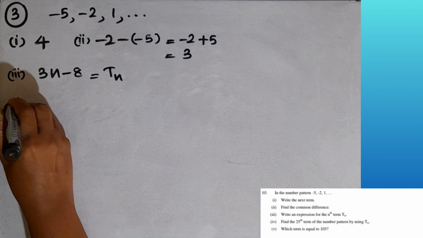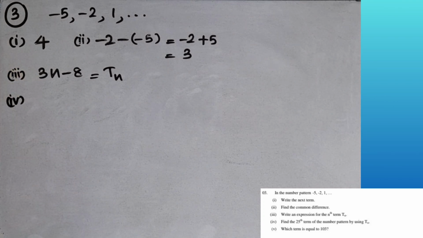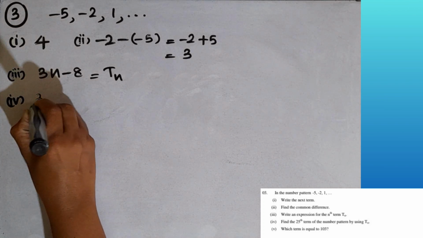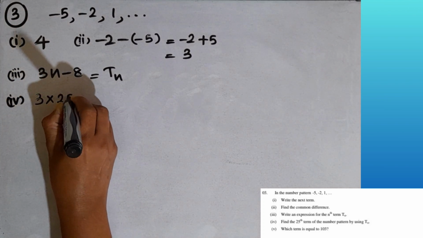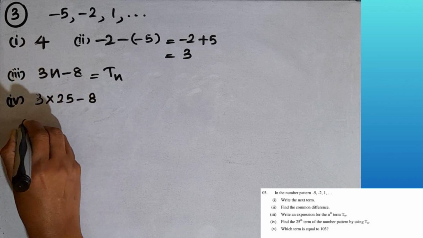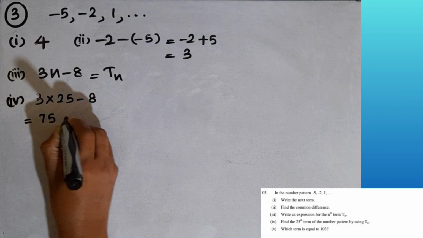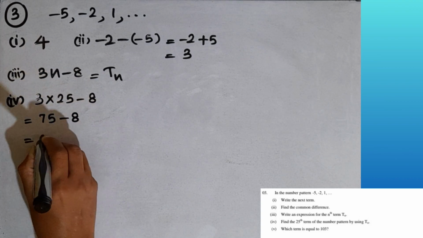Then part 4. Find the 25th term of the number pattern by using Tn. We have to substitute 25 for n here. 3 multiplied by 25 minus 8. 75 minus 8, that is 67.